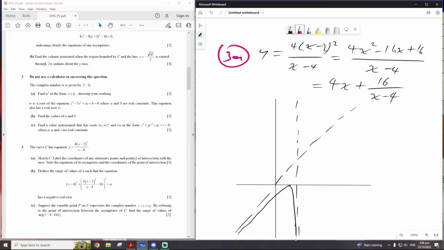Okay, so this is the asymptote x equals 4. This is the x-axis, this is the y-axis, the origin. This is the y equals 4x asymptote. We're going to draw the other part of the curve. This, by the way, is (2, 0). And the other part of the curve will look something like that, and it will go back up.